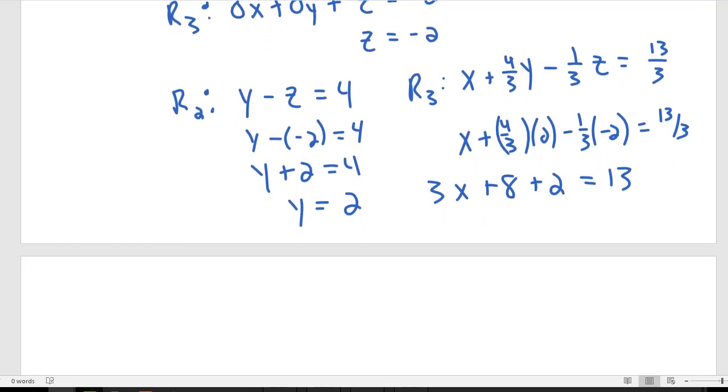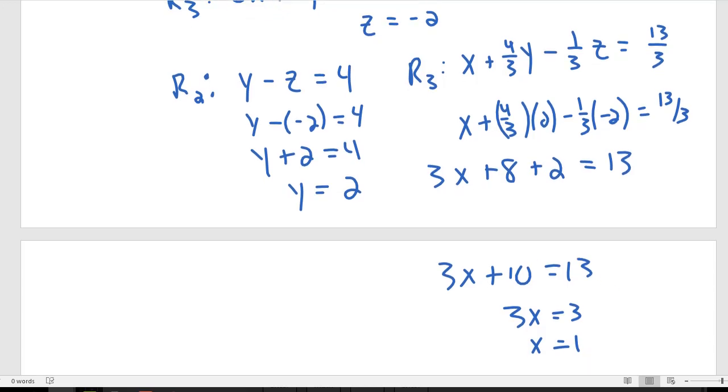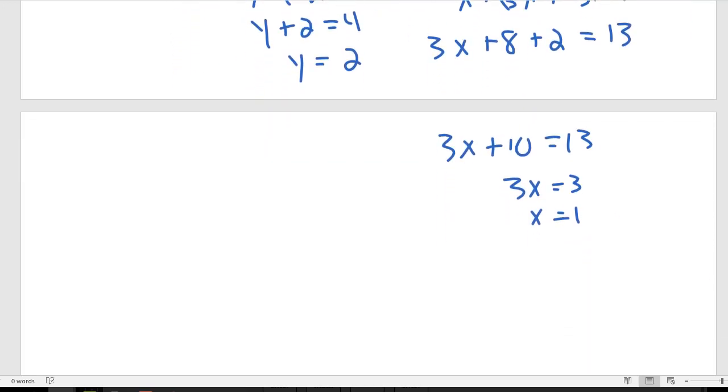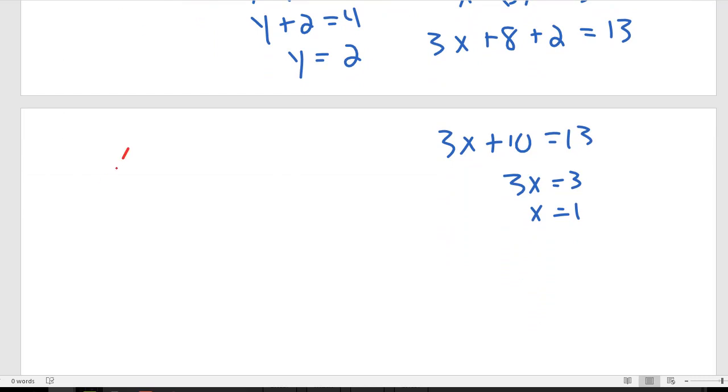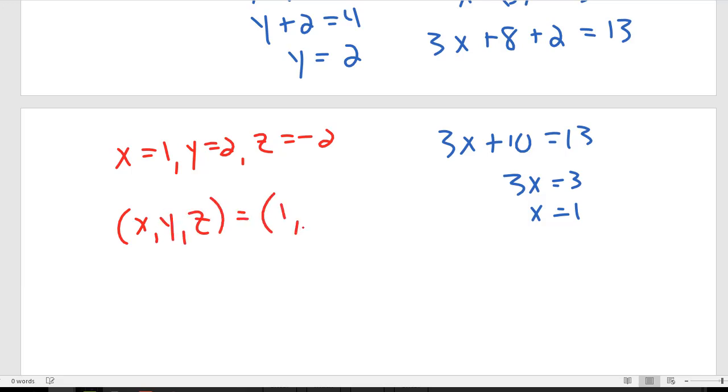So that was just a little quicker. I don't want to have to deal with that stuff. So I get positive 10 here. I get 3x plus 10 equals 13. And so I get 3x equals 3, or x equals 1. So there's my solution. x is 1, y is 2, and z is negative 2. Some textbooks say that you should write that as an ordered triple, which definitely is a valid way to write the solution.